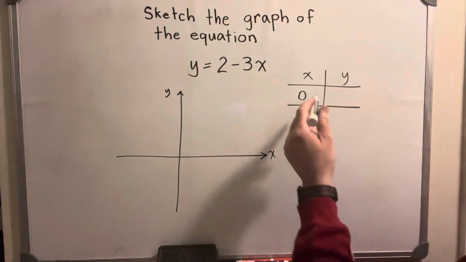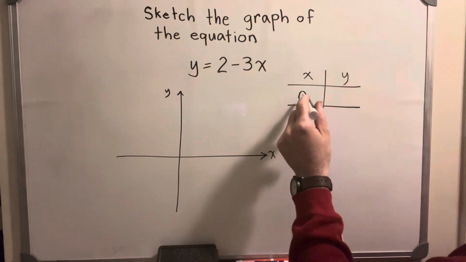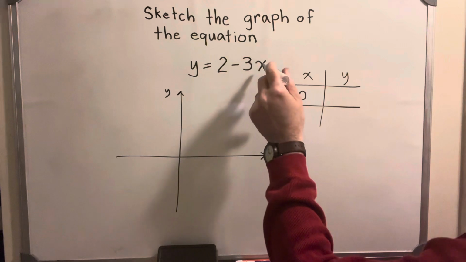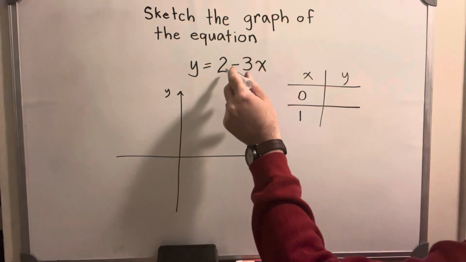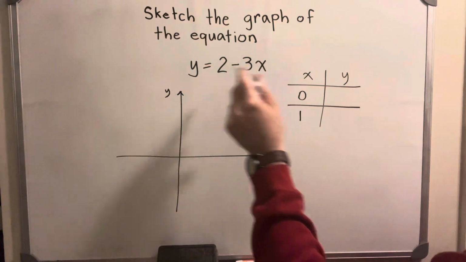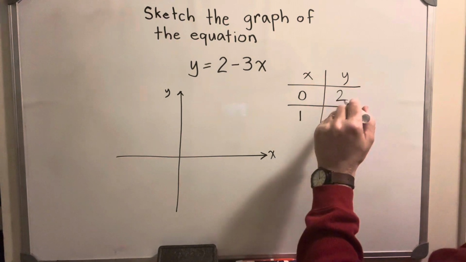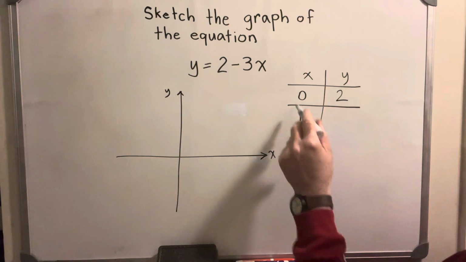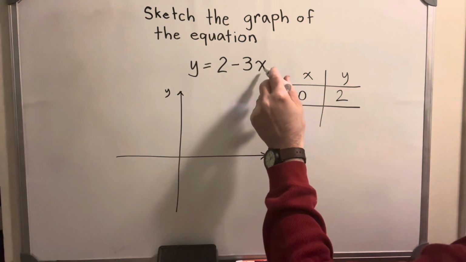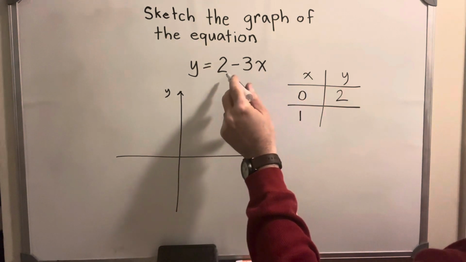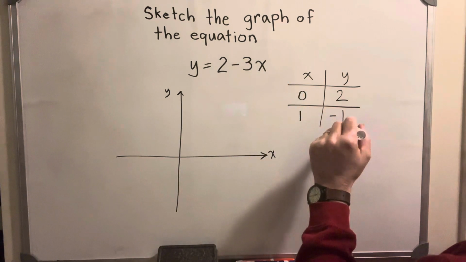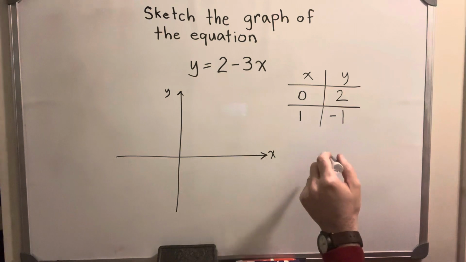Now on the table here, we'll plug in x equals 0 to see what y is. 3 times 0 is 0. 2 minus 0 is 2. So when x is 0, y is 2. Now, when x is 1, 3 times 1 is 3. So 2 minus 3 is negative 1. So here we are, 2 points.